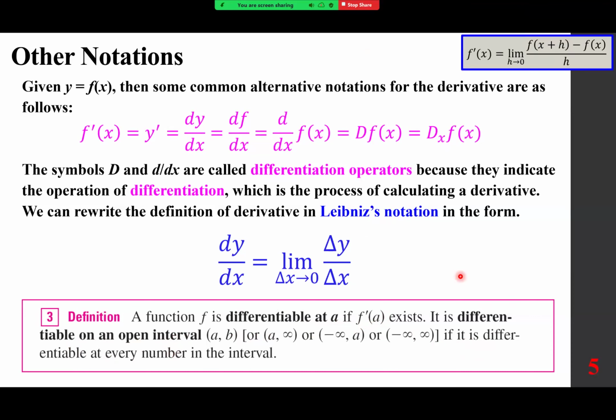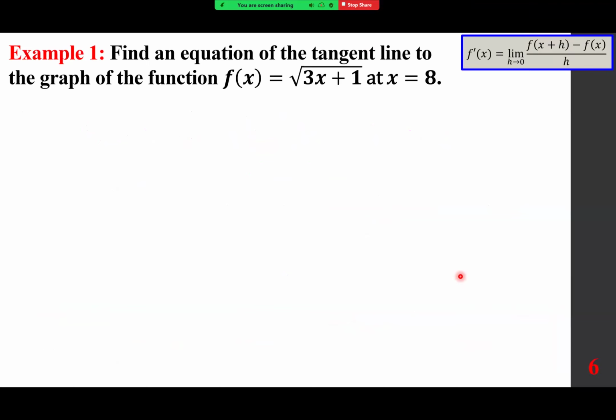Let's look at an example. We have seen these types of questions, finding an equation of a tangent line to the graph of the function. In this case, the function f of x equals the square root of 3x plus 1, and the point is x equals 8. So in order to find the equation of any line, first we need a pair, x equals 8 when we plug in here.